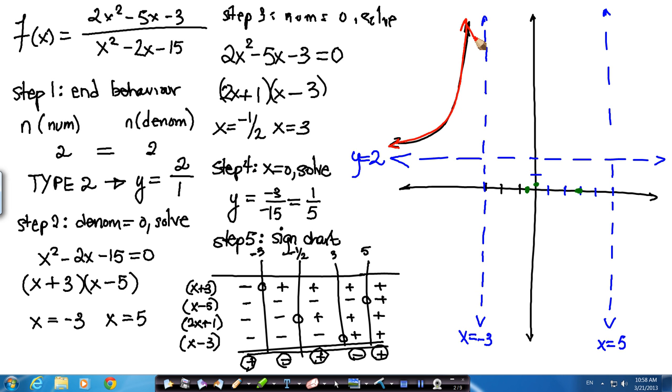All right. Between negative 3 and negative 1/2, our function is negative. So it's going to go down like this. Between negative 1/2 and 3, our function is positive. Between 3 and 5, our function is negative. And when x is greater than 5, our function is positive. So here's our example of a type 2 rational function.